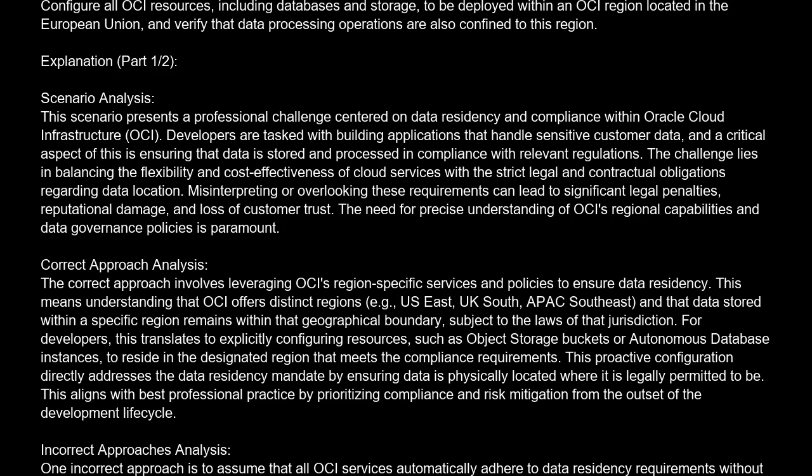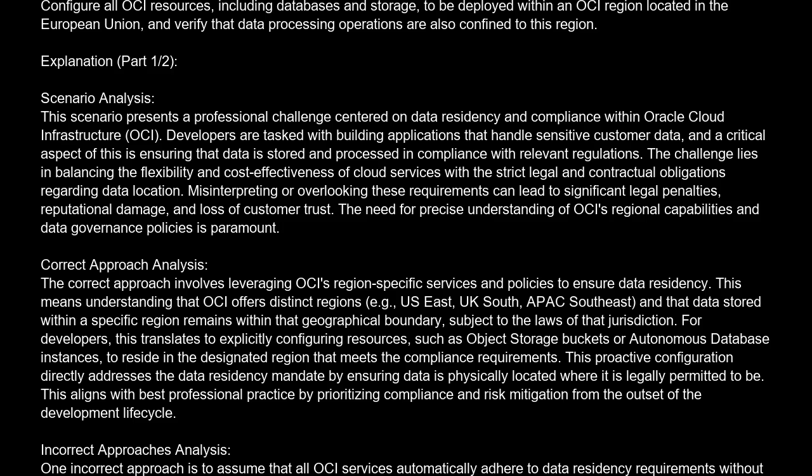Developers are tasked with building applications that handle sensitive customer data, and a critical aspect of this is ensuring that data is stored and processed in compliance with relevant regulations. The challenge lies in balancing the flexibility and cost-effectiveness of cloud services with the strict legal and contractual obligations regarding data location. Misinterpreting or overlooking these requirements can lead to significant legal penalties, reputational damage, and loss of customer trust. The need for precise understanding of OCI's regional capabilities and data governance policies is paramount.